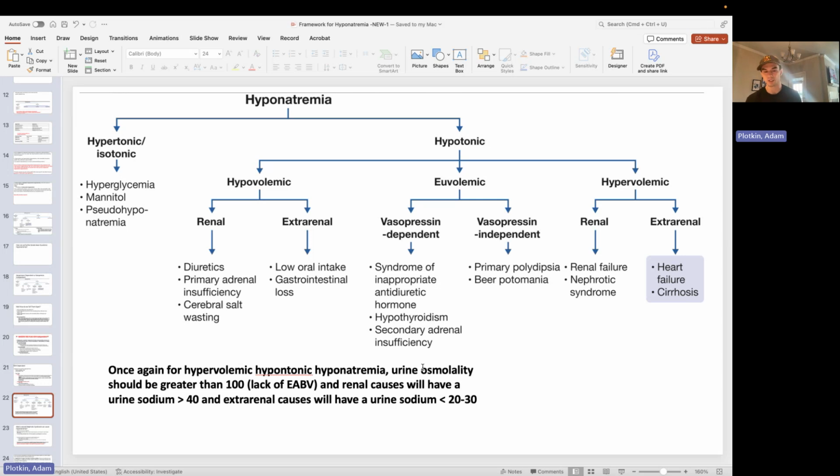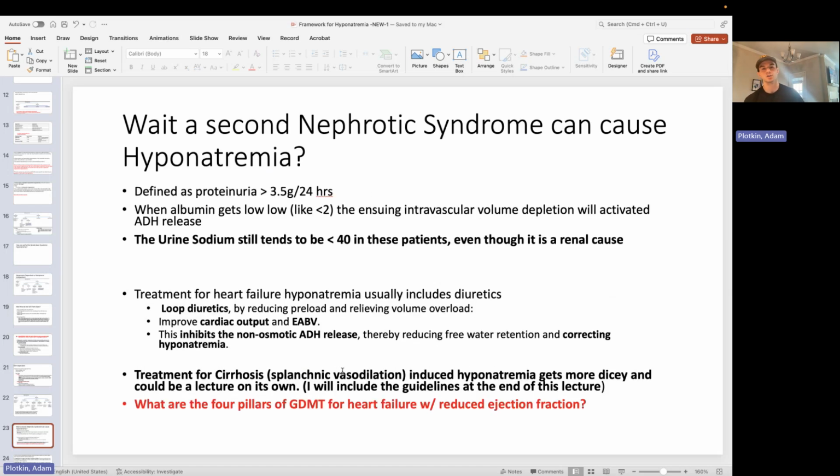Okay, so again, we're using a cutoff of like 40 to tell the difference in the urine sodium. Okay, and we'll kind of explain that again. It's using the same mechanism we talked about in the hypovolemic portion of this talk.